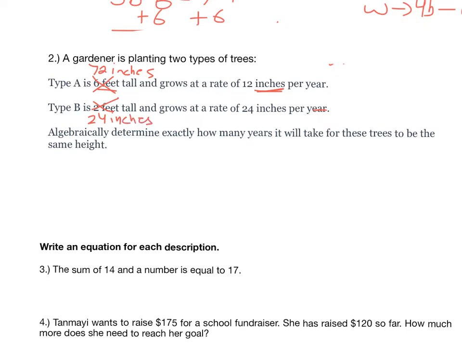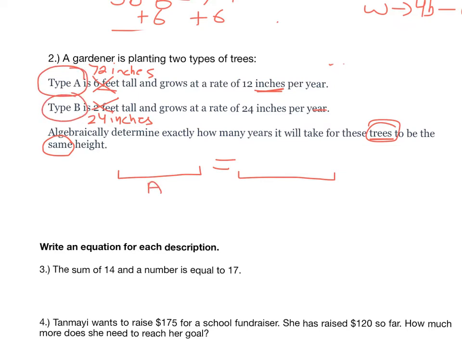All right, now we can go ahead and read this and solve this. So it says algebraically determine exactly how many years it will take for these trees to be the same height. Same, we know, is going to mean equal. And what do we want to be equal? Well, it says right here we want these trees to be equal. What trees are we talking about? We're talking about tree type A and tree type B. That's what we want to be equal.